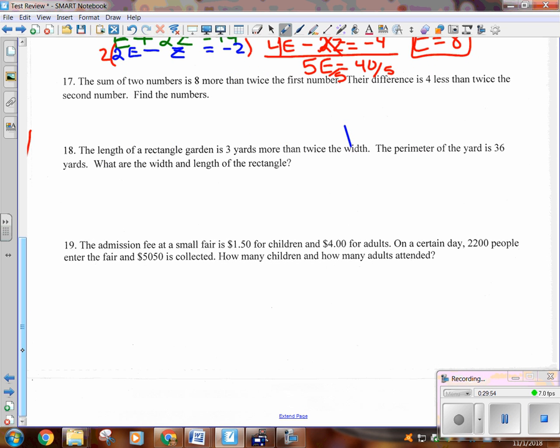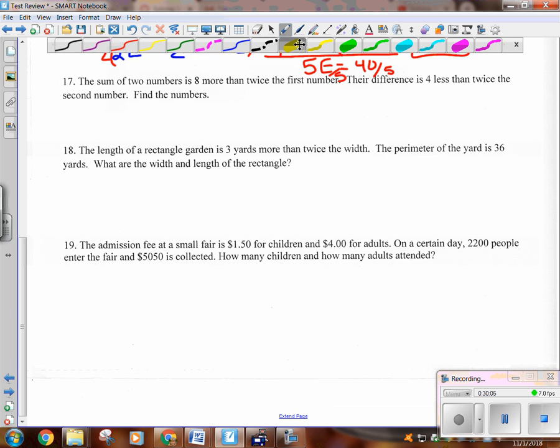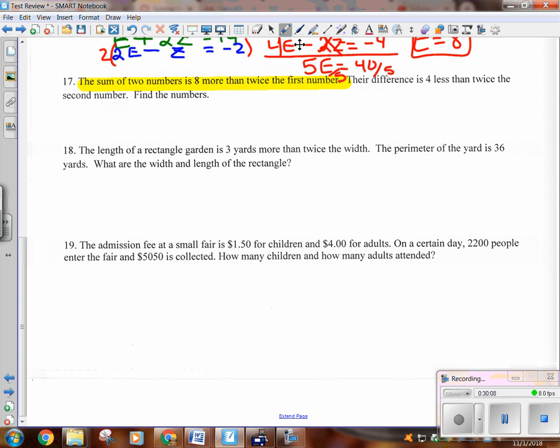17. I can see there's daylight coming ahead. We're finishing up. 17. The sum of two numbers. I'm going to use the first equation to write my first sentence, write the first equation. The sum of two numbers.